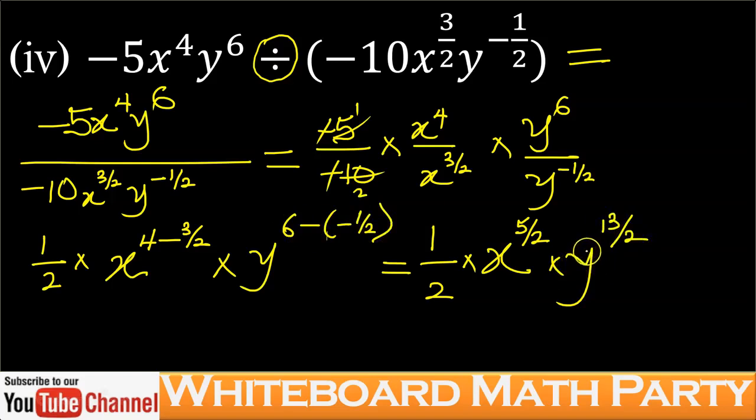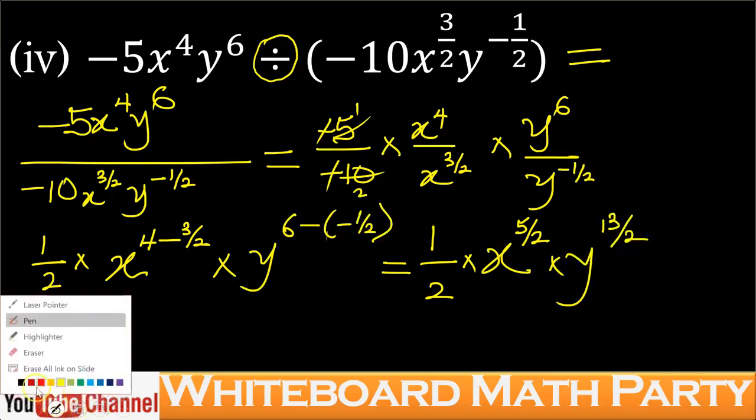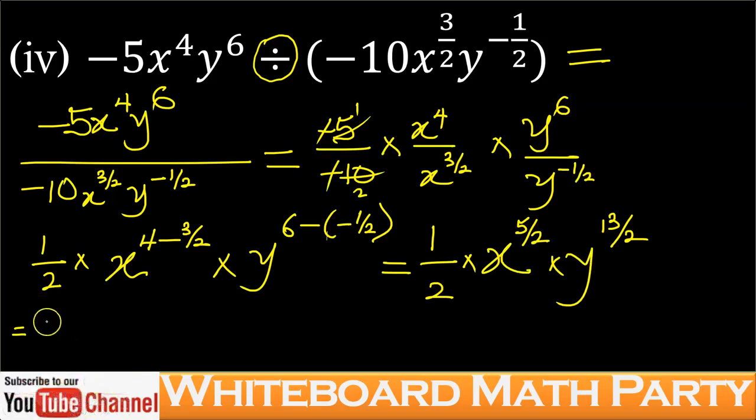So I can express my final answer this way. I can simply say my final answer is the same thing as, let me write it here. I'm going to do it with a different color since this is my final answer. Let me write with a dark blue or just a light blue. Okay, light blue is okay. I'm going to write it as half, okay, x to the power of 5 over 2 and y to the power of 13 over 2. If you leave your answer like this, you are very correct. No problem with that. Perfect.